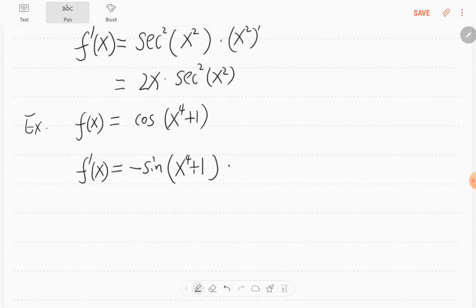Then multiply by the derivative of the inside function, x to the 4th plus 1. So this would be your answer. Negative sine of x to the 4th plus 1 times, we do the calculation, 4x cubed, right? We use the power rule.